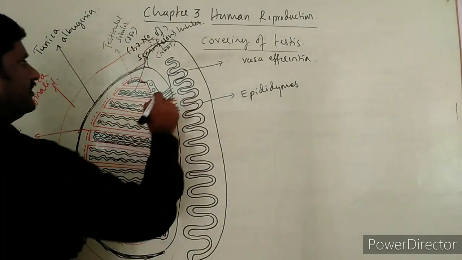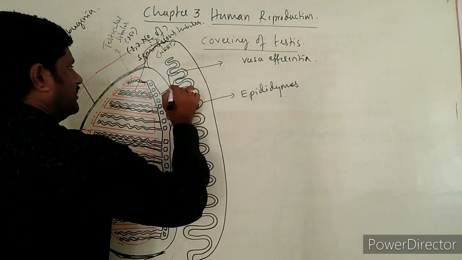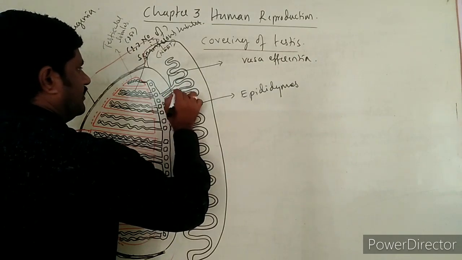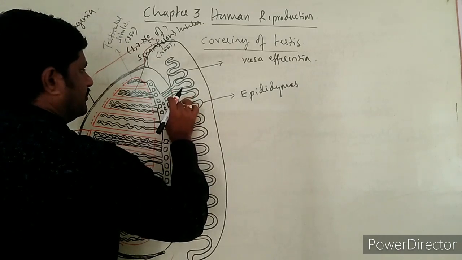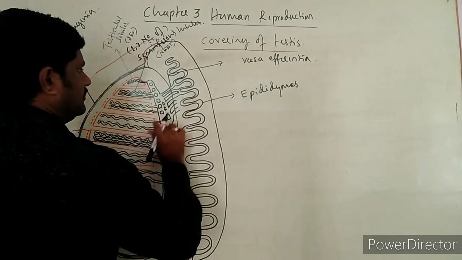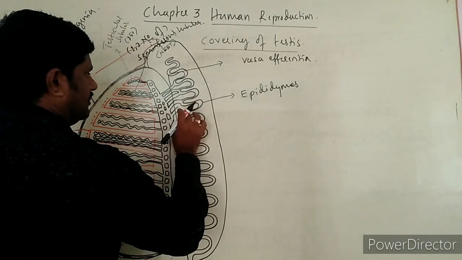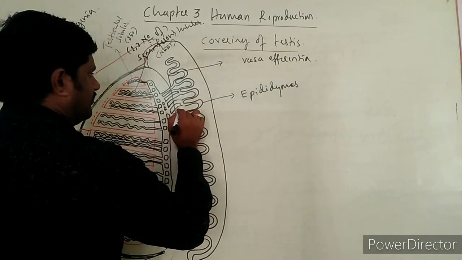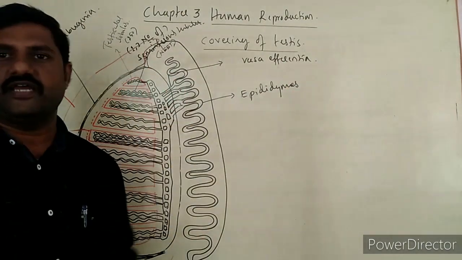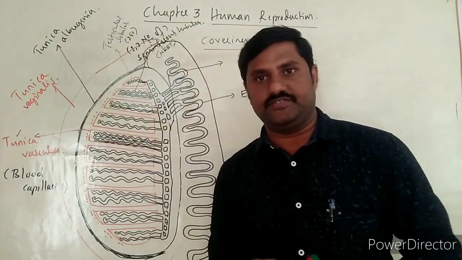See here, these are vasa efferentia, and these vasa efferentia open into this highly coiled structure. You are observing here, it is opening into the highly coiled structure. So this is how it is opening into this highly coiled structure called epididymis. Now we came to know certain connections in the testes.